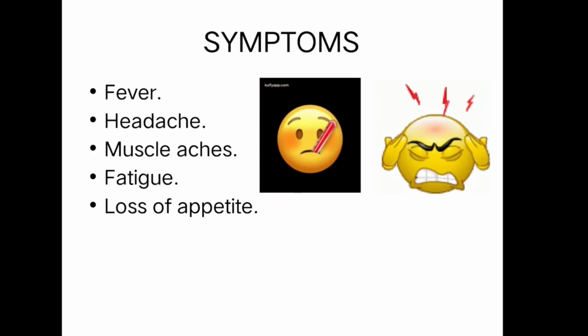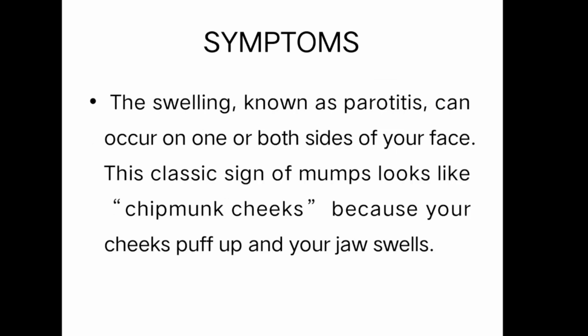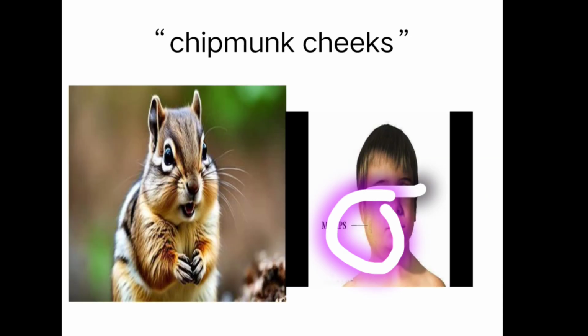Symptoms are, first, fever, headache, muscle aches, fatigue, and loss of appetite. They will not have the appetite or the feel of eating food. The other main symptom is parotitis, which can be one-sided or double-sided swelling of the parotid gland. The classical sign of mumps looks like chipmunk cheeks, because the cheeks puff up and the jaw swells. You can see here how the chipmunk's cheek is very puffy. In the same way, a child with mumps also looks like a chipmunk face, either single-sided or double-sided.